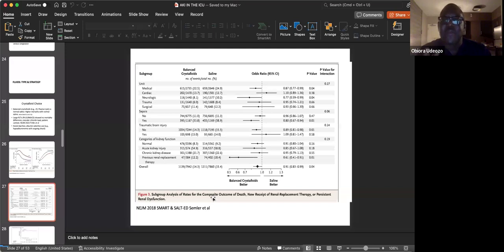And then here's the odds ratio now. Odds ratio, confidence intervals, as you can see. On your left-hand side, you have balanced crystalloids are better. On the right-hand side, saline is better.